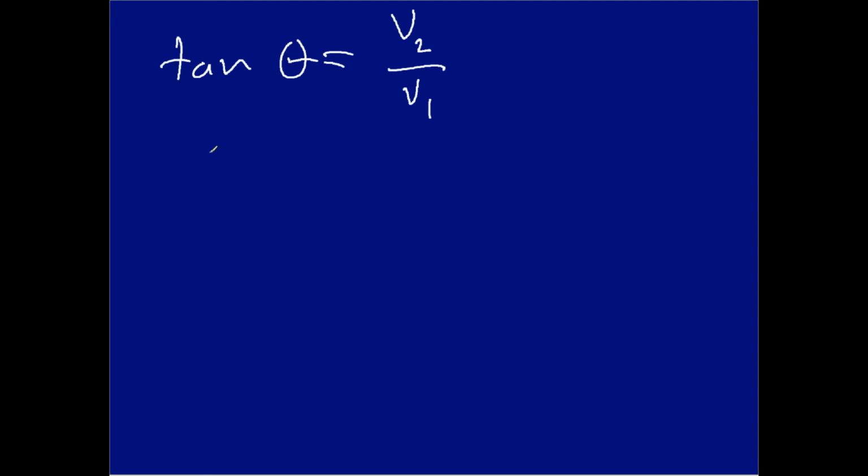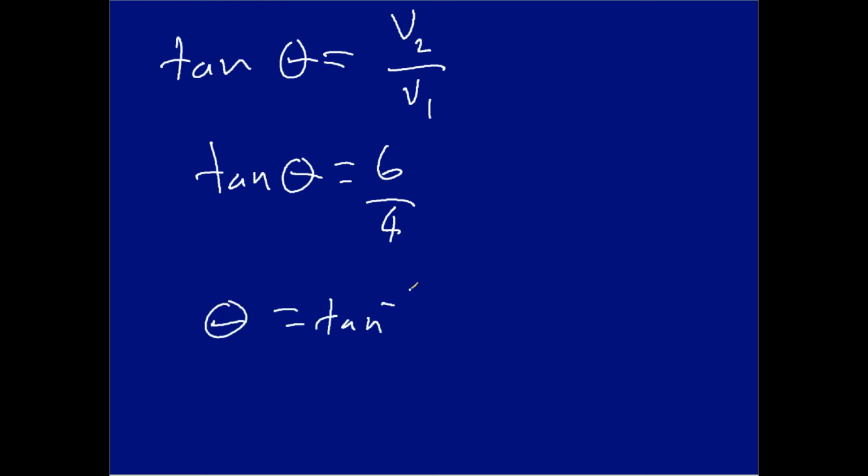And so for our situation, tangent of theta is going to equal, so this is going to equal 6, this is going to equal 4, like that. When you put that in your calculator, you have to use the inverse function, so theta equals the tangent inverse of 6 over 4, and that's going to equal about 56.3 degrees. That's what's happening there.